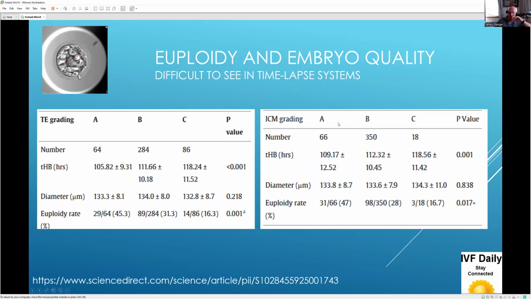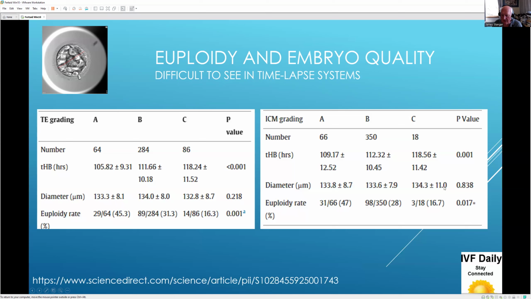But interesting, for the inner cell mass, the embryos that had an A grade inner cell mass, that is where there's a clearly defined inner cell mass with lots of cells and fairly firmly attached to the side of the blastocyst. The majority of embryos only had a B grade inner cell mass, but the ones that had a really well developed inner cell mass, they got there in a shorter time than B and C grade.